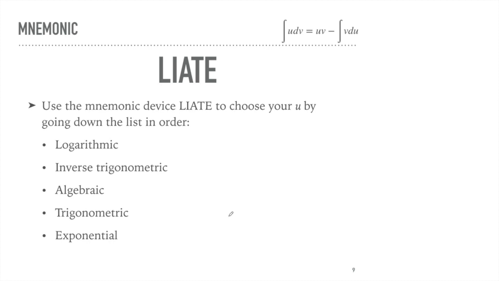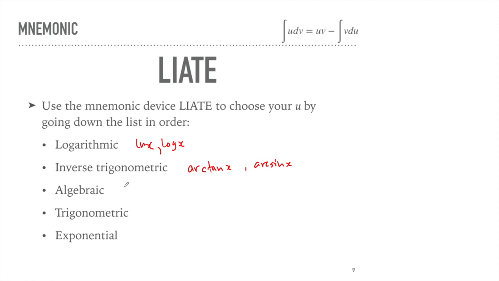Kung pwede, nating piliin yung logarithmic muna. Ito yung mga ln, log of x, ln of x. Inverse trig. Right now, wala pa tayong inverse trig, but kakaroon din tayo niyan this quarter. Kung may makita tayong arctan of x or arcsine of x, better na siya yung una nating pipiliin na u. Sa everything else na matira, siya yung dv.